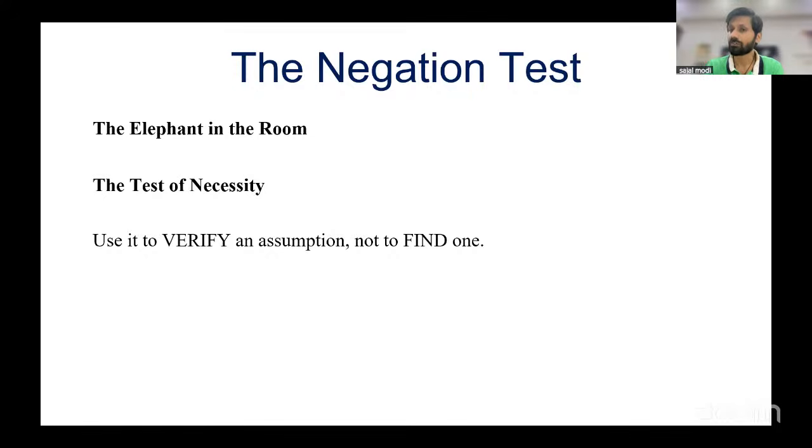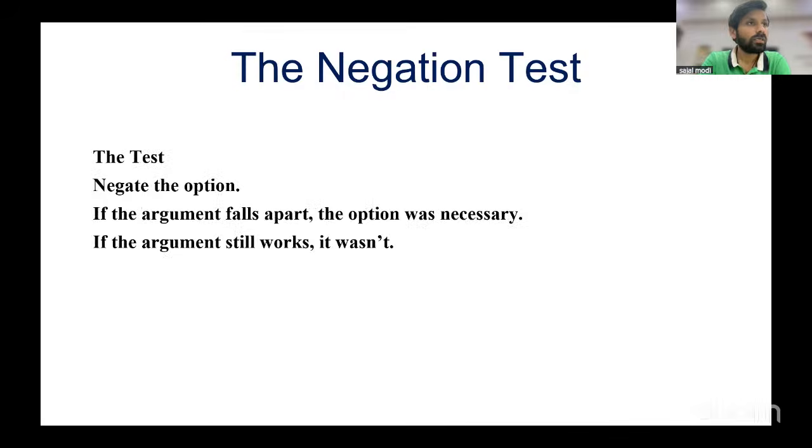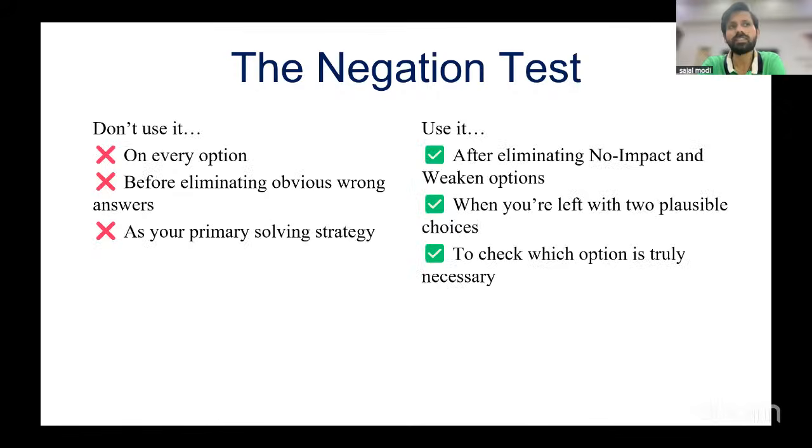If it comes down to two options, then maybe I'm applying the negation technique. I'm negating these options and confirming whether they are necessary or not. Okay. Now, the test we understand, right? The test is negate the option. If the argument falls apart, the option is necessary. If the argument still works, it wasn't necessary, right? So that's the test. But the idea is using it sparingly. So don't use it on every option.